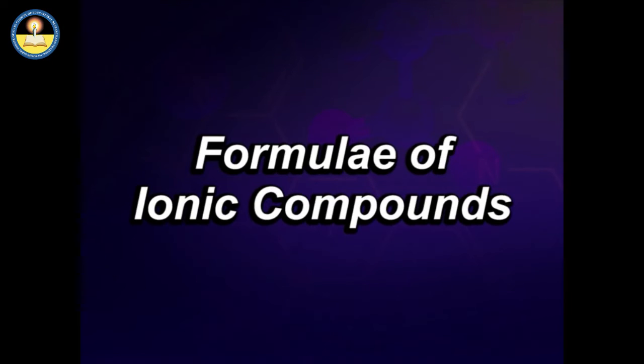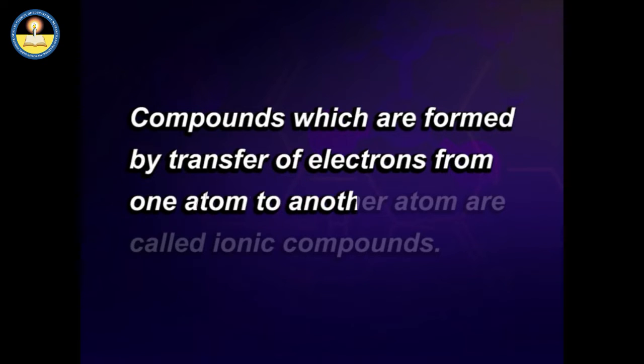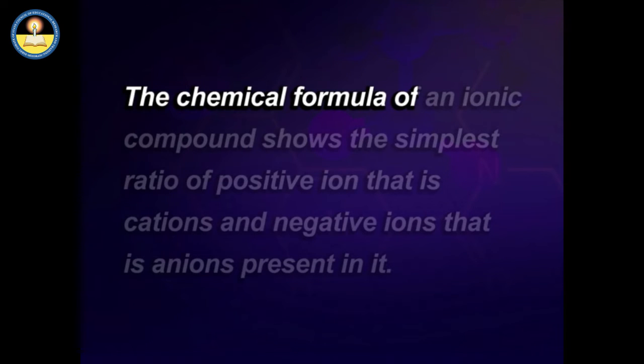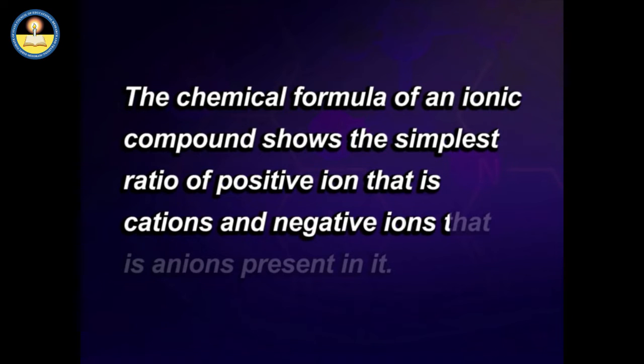Let us now learn about formulae of ionic compounds. Compounds which are formed by transfer of electrons from one atom to another atom are called ionic compounds. The chemical formula of an ionic compound shows the simplest ratio of positive ions, that is cations, and negative ions, that is anions, present in it.